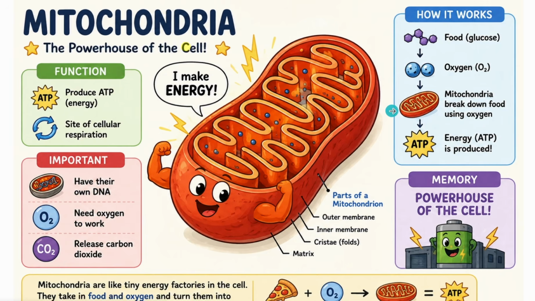Mitochondria. Mitochondria are known as the powerhouse of the cell because they produce ATP, the cell's energy source, through cellular respiration. They use oxygen and nutrients to release usable energy for cell activities.